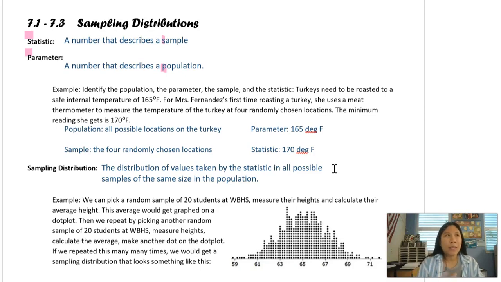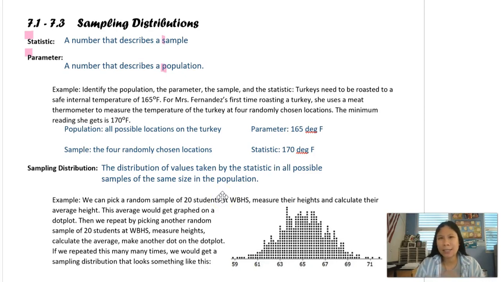But within each of those samples, we're going to measure something. So in my example here, at West Broward, I'm curious about people's heights. So out of each sample of 20 students, I'm going to measure their heights and then calculate the average height in that sample. So then I'm going to do this again by picking another sample of 20 students, measure their heights, figure out the average in that sample.